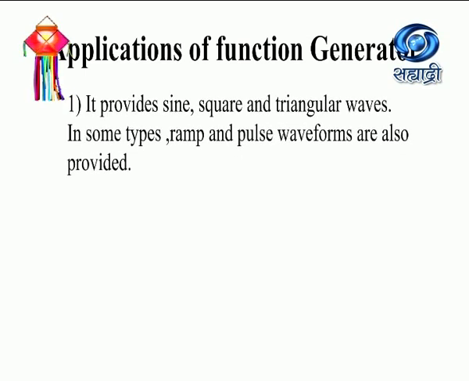The first is it provides sine, square and triangular waveforms. So you will get three types of waveforms at the same time by using this one instrument. In some types, ramp and pulse waveforms are also generated. So these types of waveforms are generated by a special function generator. Along with sine, square and triangular, we will get ramp and pulse also.